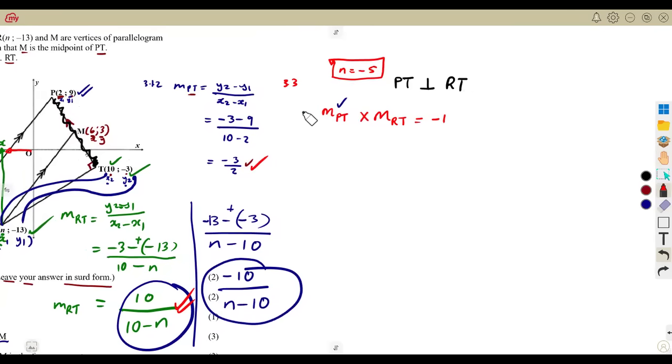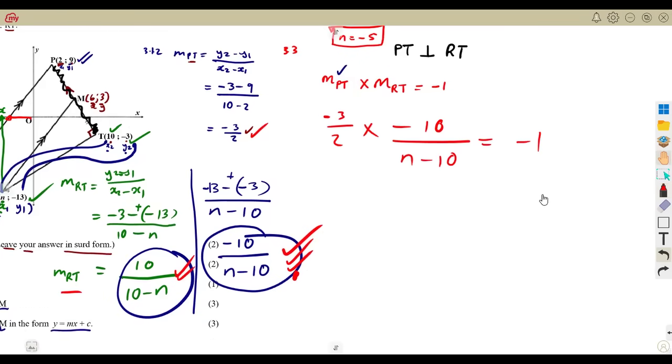Because in mathematics, no matter the way that you do the calculation, you're supposed to reach the same answer if that calculation is correct. So even if we used this expression, remember, we can also have this as our gradient for line RT. So we're going to take our PT, which is minus 3 over 2, times minus 10 over n minus 10. This is equal to negative 1. Let's see what we're going to have. We're going to have the same answer there.